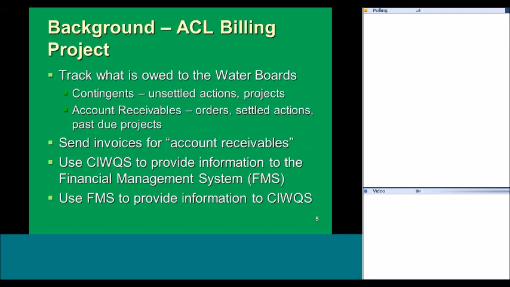So I'm going to start out with some background about the ACL billing project, or sometimes we call it ACL FMS. The Water Board implemented this project so that we could track what is owed to us, both contingent receivables that come from unsettled actions or projects, for example, and account receivables, which are what's recorded in orders and settled actions and past due projects. The State Board will send out invoices for account receivables, and CIWQS now provides information to our financial management systems, and those systems then provide information back to CIWQS.